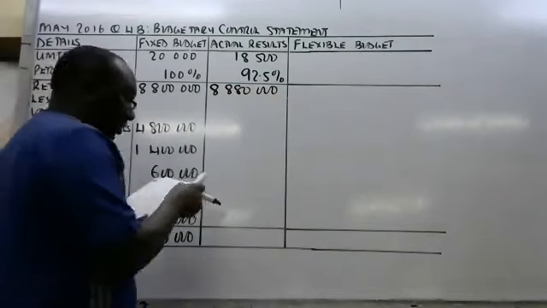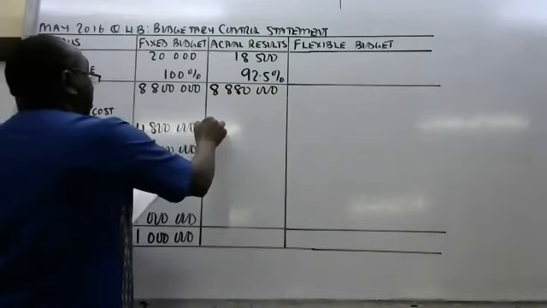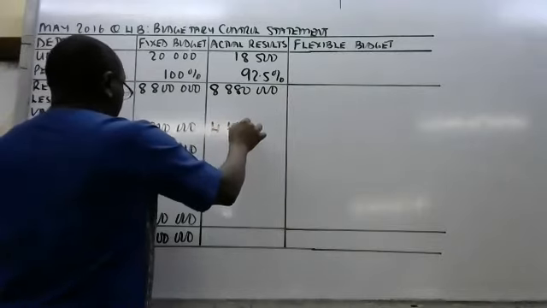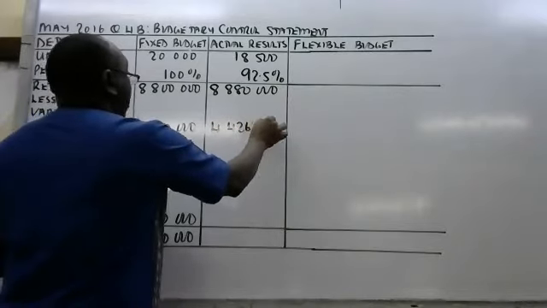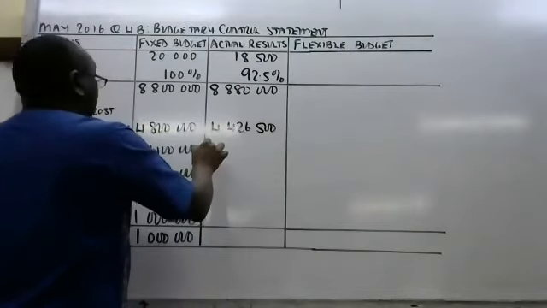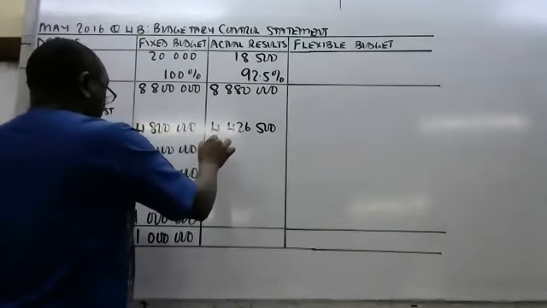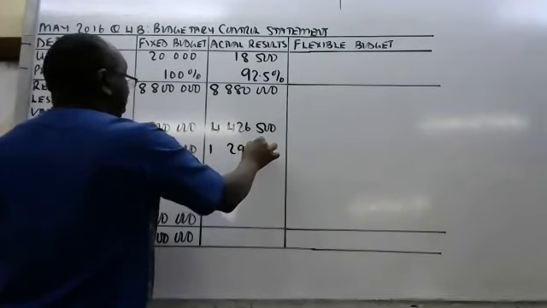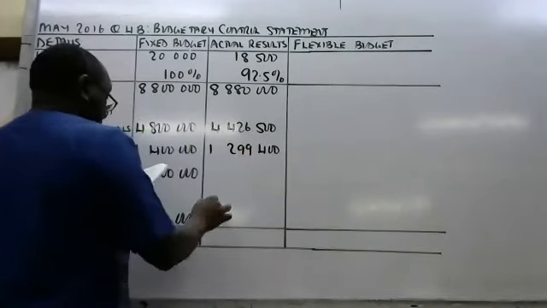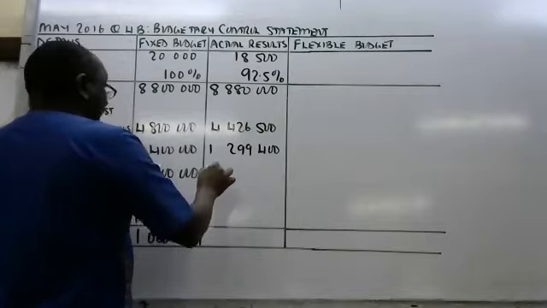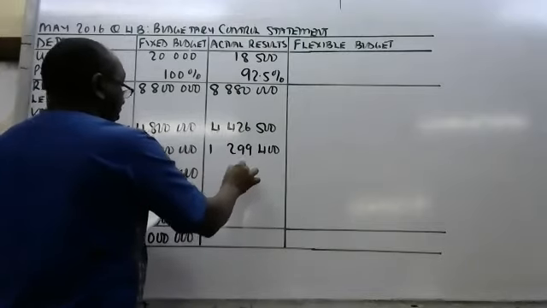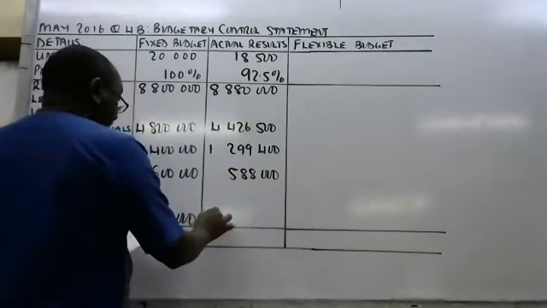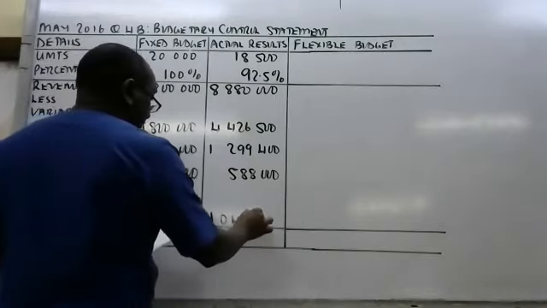$8,880,000. Material cost that is already provided, so we just copy $4,426,500. 1,299,400. Then 588, and then 1040.